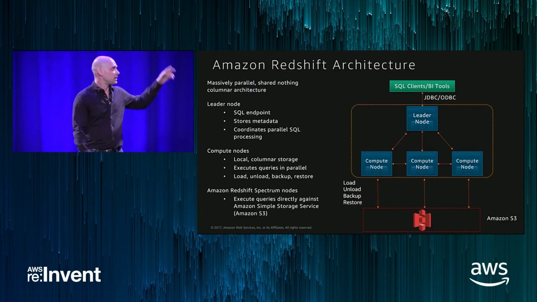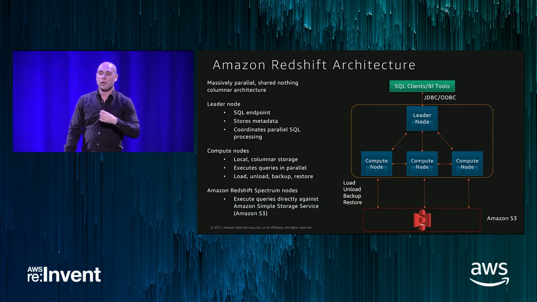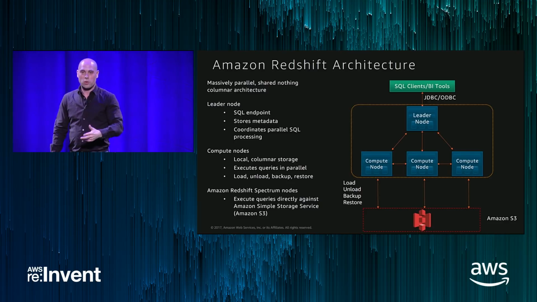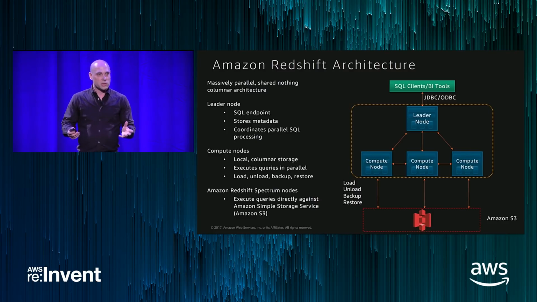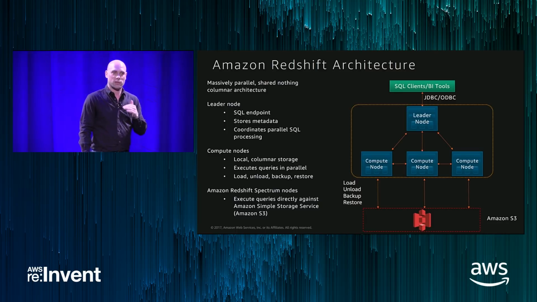Your connection connects to that top blue box there, which we call the leader node. The leader node does all of the query parsing. It does query coordination and all of that kind of stuff. It also stores the PG catalog. So if you are familiar with Postgres, you'll see that the PG catalog in Redshift is intact.